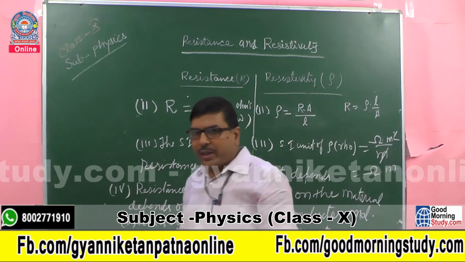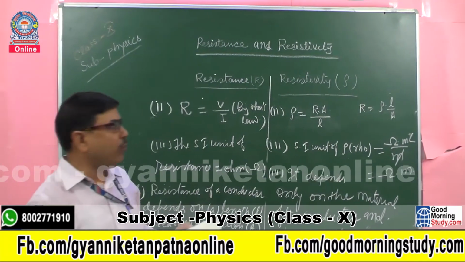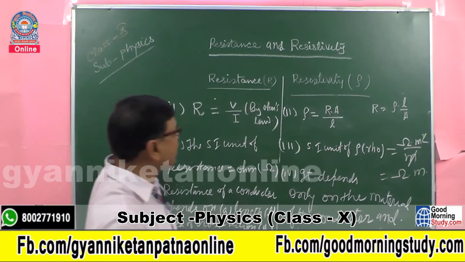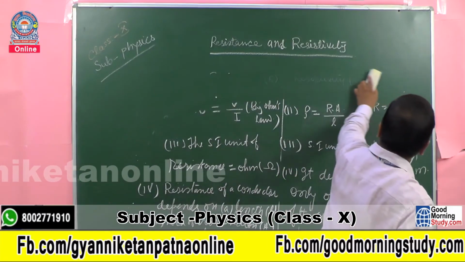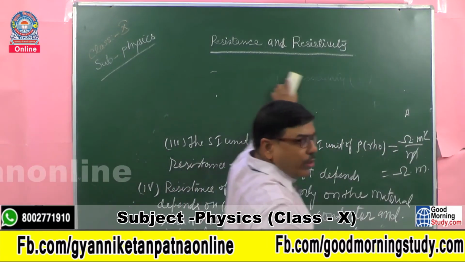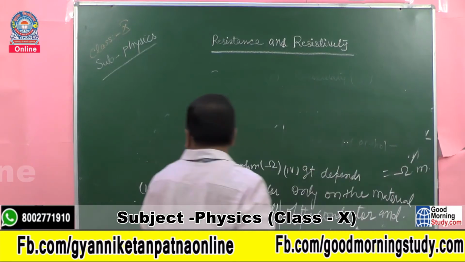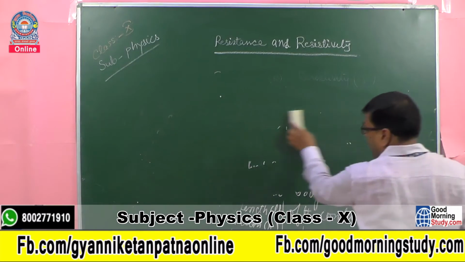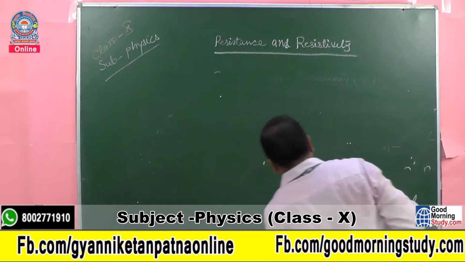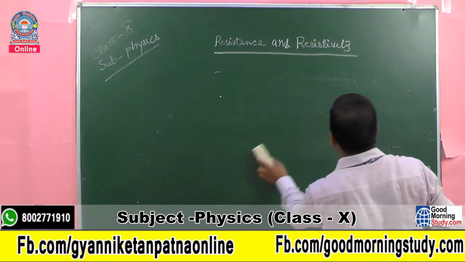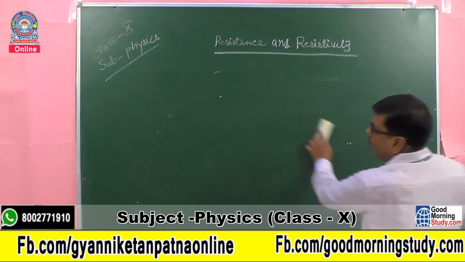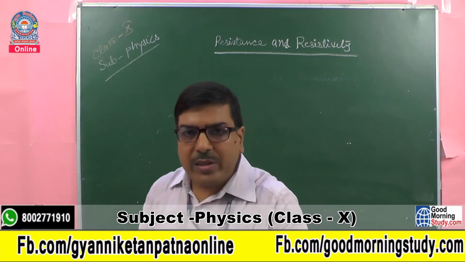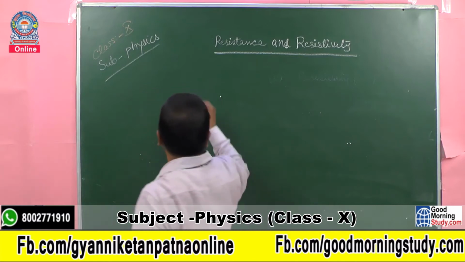So the question is that I am going to solve one more question regarding that. Okay. So supposing a conductor, the length of the conductor is doubled. What will be the value of the new resistance of the new conductor?